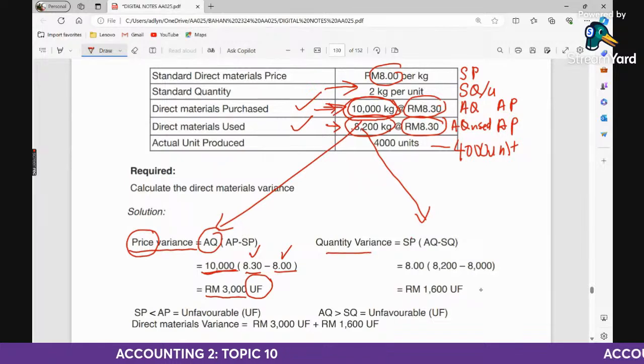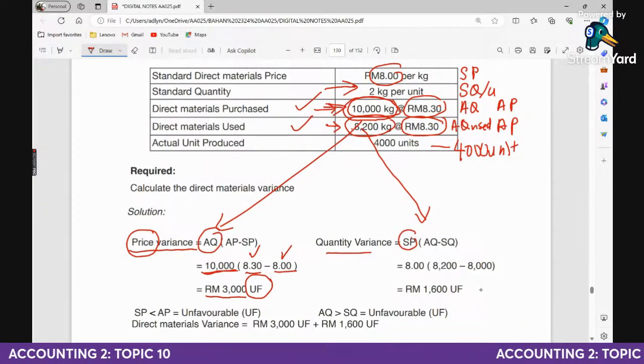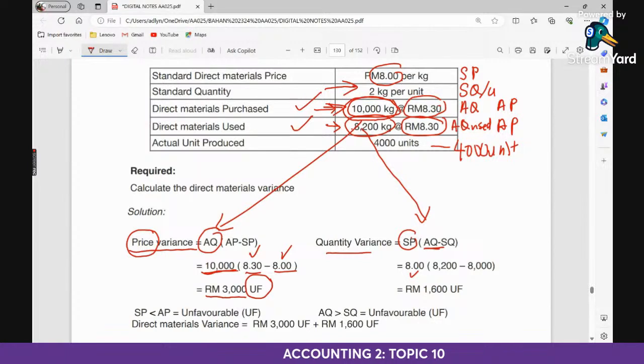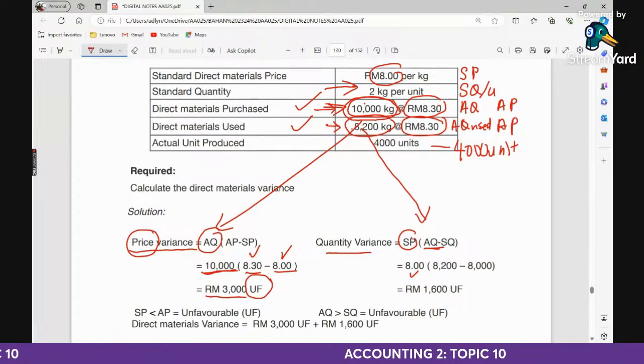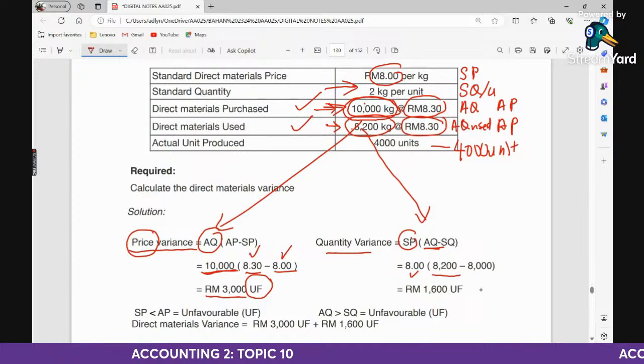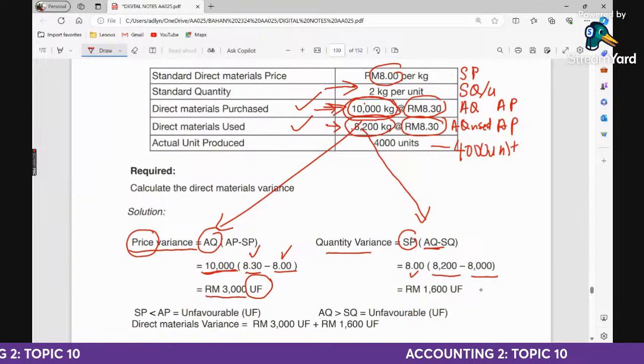Alright. So we look at the quantity variance. Okay. The standard price in the question is RM8. Okay. Actual quantity. Kita tak ambil 10,000 sebab itu ialah actual quantity purchased. Yang kita guna ialah actual quantity used during the production. Okay. So kita akan ambil 8,200. Kita minus dengan 8,000. Mana dapat 8,000 ni, madam?